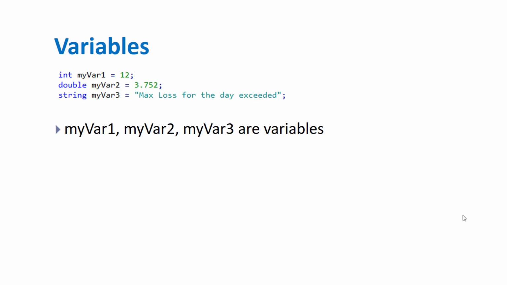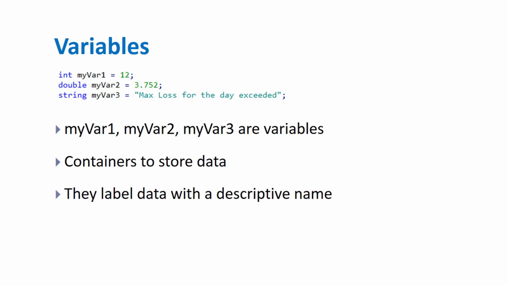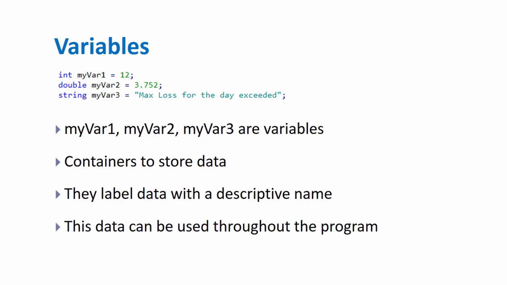Now let's discuss variables. In our program, myvar1, myvar2, and myvar3 are variables. Variables act as containers to store data in a computer program. They also label data with a descriptive name. This data can then be used throughout your program. So in our program, myvar1 is storing the data of type int, whose value is 12.